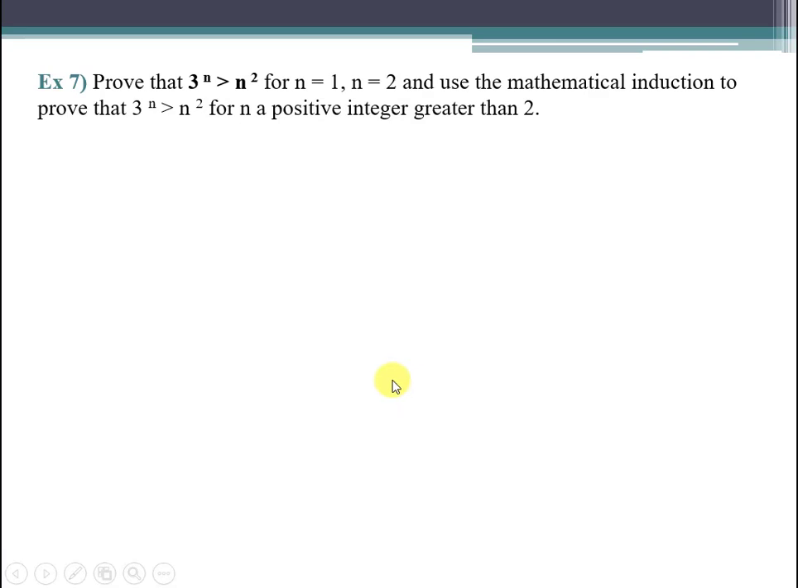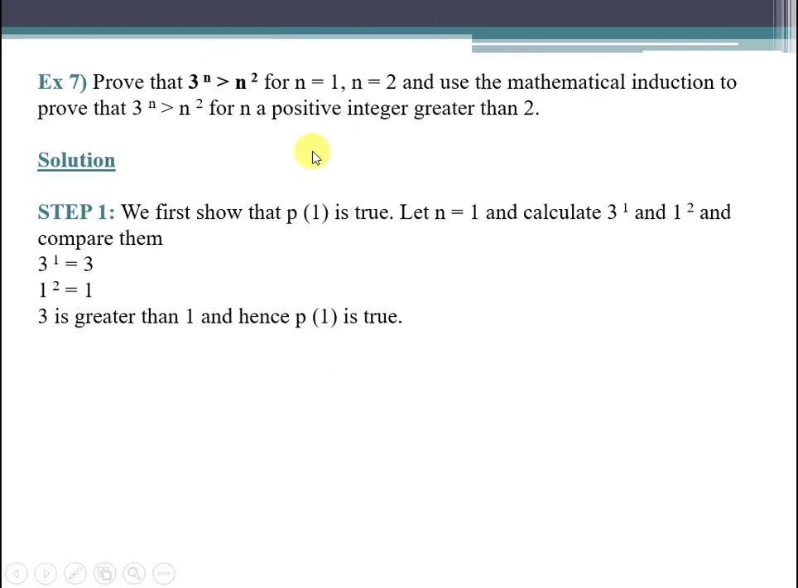Exercise number 7. Prove that 3 to the power of n is greater than n squared, for n equal to 1, n equal to 2, and use mathematical induction to prove this for n a positive integer greater than 2. We should prove it for any positive integer greater than 2. Okay, solution.